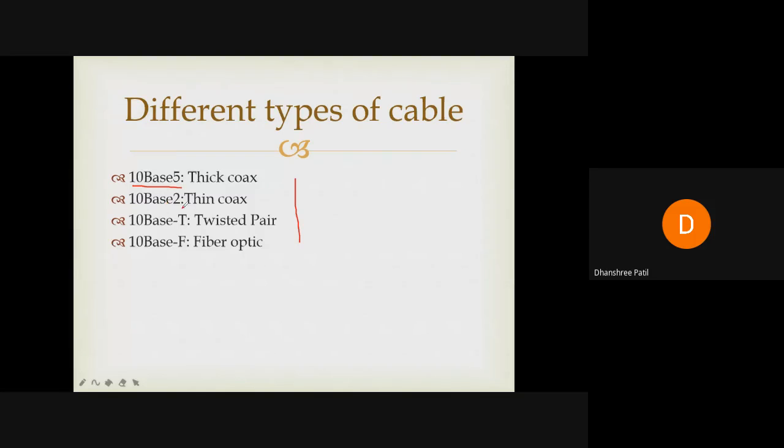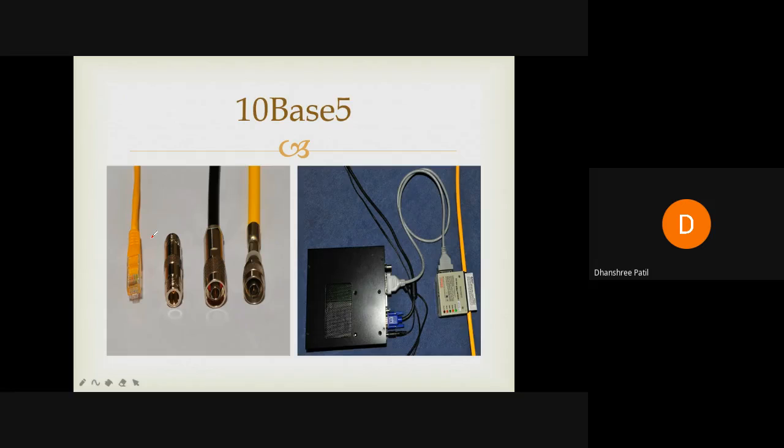So 10 base 2 means it will support the range or segments up to 200 meters. T means it is specially used for twisted pair. No range here, and here also 10 base is the same: 10 mbps and baseband signaling. So we will see every cable one by one. The first one is 10 base 5.